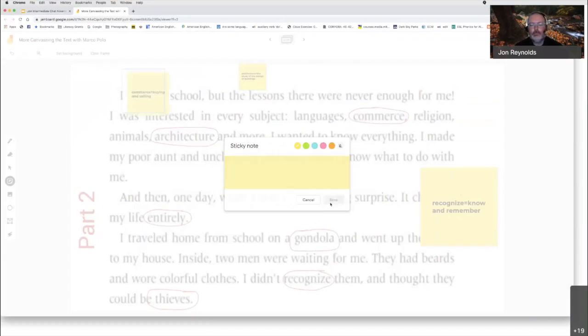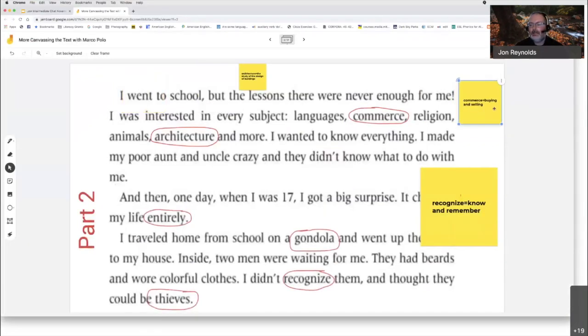So again, we'll put this on the screen. So now we know that commerce is buying and selling things. So for example, notice the subjects that he is studying: languages, business, right? Buying and selling, religion, animals. I'm curious what animals he's studying. Architecture, so like how to design things. That sounds like an interesting education.